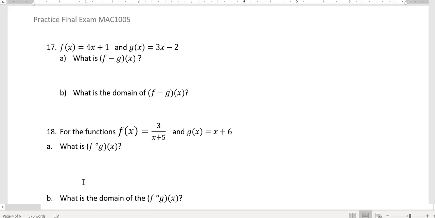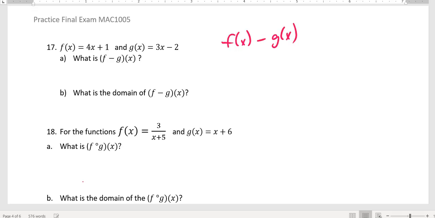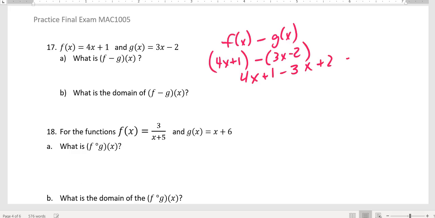Okay, now we're going to look at composition of functions. When it's just f minus 5, or f plus 5, or f divided, or f multiplied, we're just doing it the way we would think. We'd say that's just going to be f of x minus g of x. So 4x plus 1 minus 3x minus 2. Whenever it's minus, though, remember to distribute that minus to both terms that follow it. So I'm going to get x plus 2.